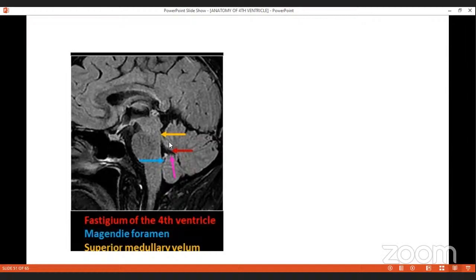So this is the last picture of the presentation. This is the superior slope. This is the inferior slope. The junction of the two slopes is the vestigium. This is the cavity of the fourth ventricle. And the fourth ventricle cavity in its inferior slope communicates centrally with the subarachnoid spaces of the brain via the midline located foramen of Magendie.